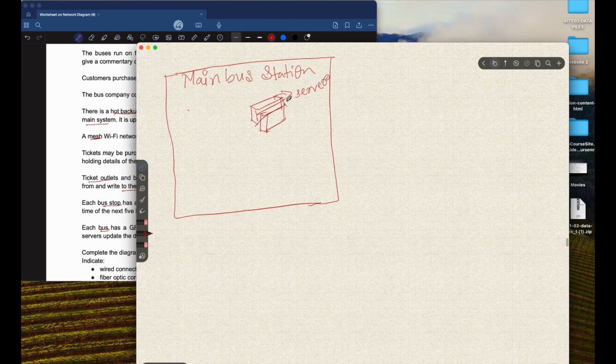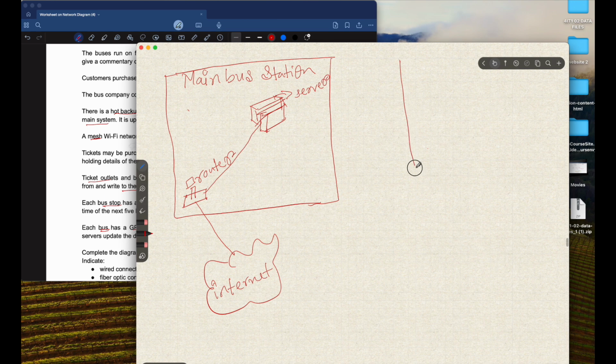When there's a server, obviously the internet is coming, because otherwise they can't do the backup. The internet is provided by the internet service provider. That's why we put the internet outside. And how do we get the internet? We get the internet by using a router. For the router, you can just draw something like that. From the internet service provider, the internet is coming to the router. The router is connected with the server, because this is only one device. If we have more than one device, at that time we can use a switch. So this is the main station.